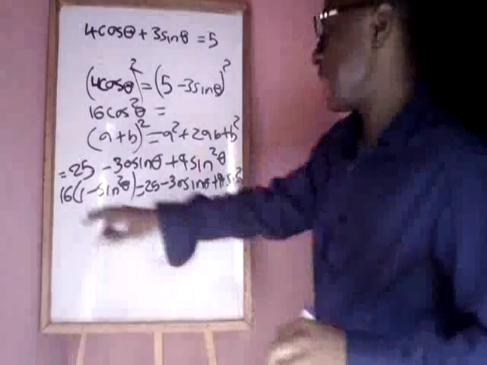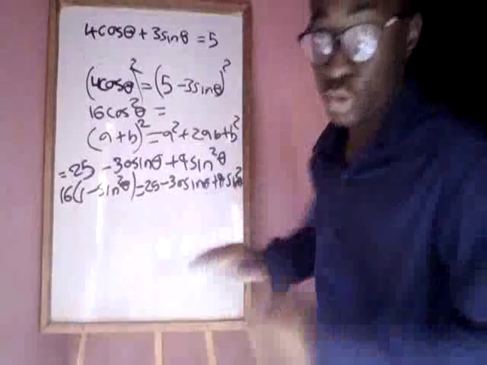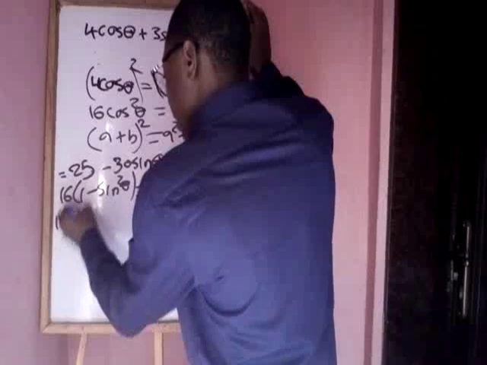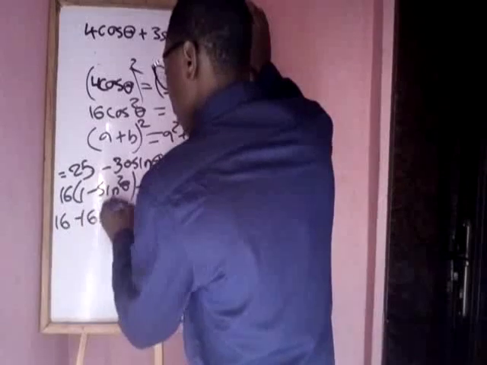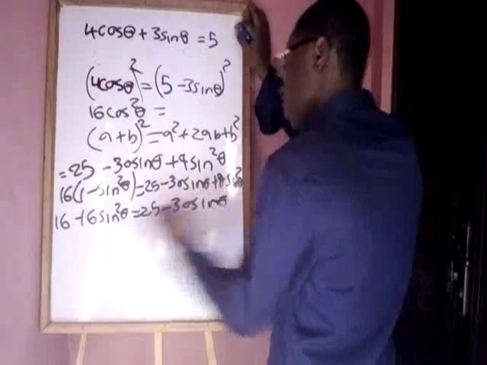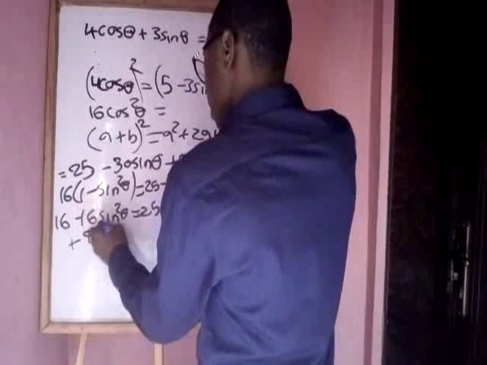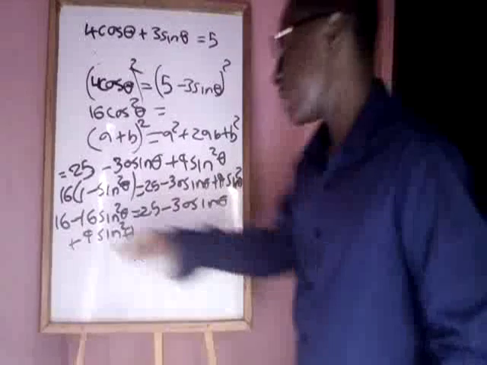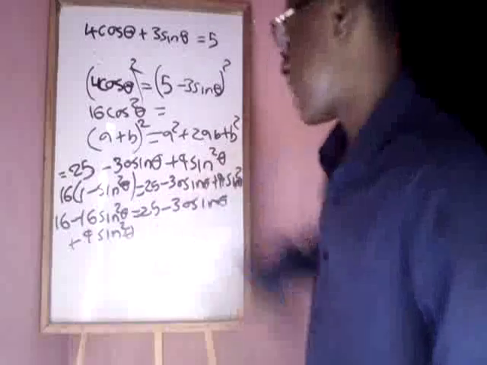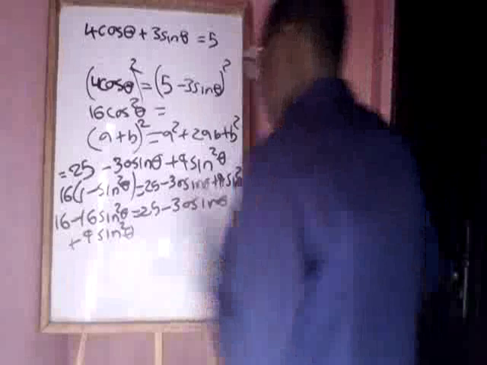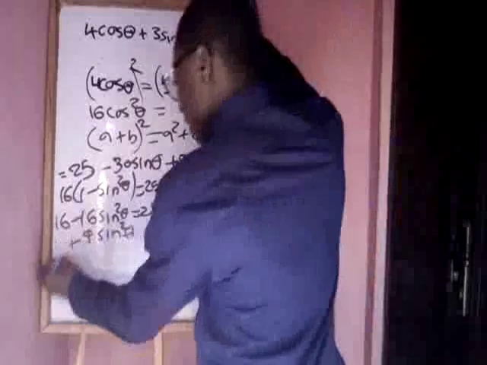Now you can see that at the end of the day we have converted all our terms into sin theta, so we don't have any issues anymore. So now we have 16 minus 16 sin square theta equals 25 minus 30 sin theta plus 9 sin square theta. Let's collect the like terms. Let's collect the sin square theta to the right hand side, the numbers to the left hand side, and the sin theta to the left hand side. So we have minus 30 sin theta, that will be 30 sin theta.